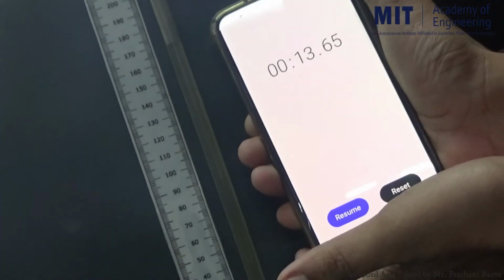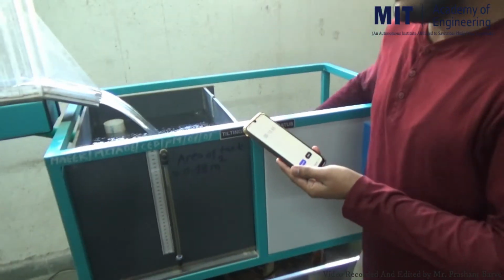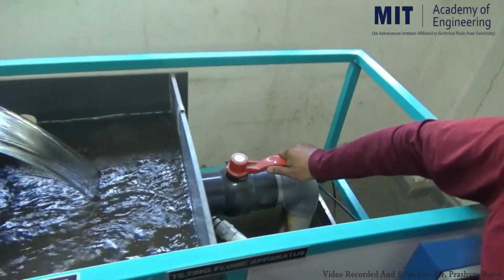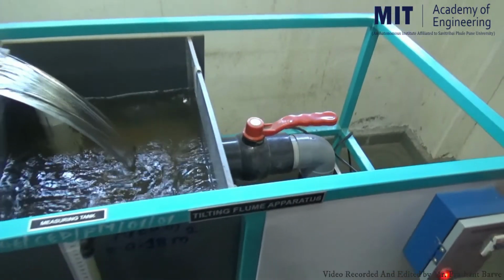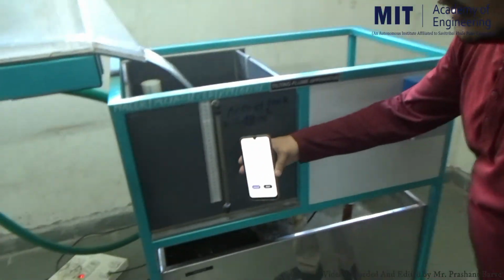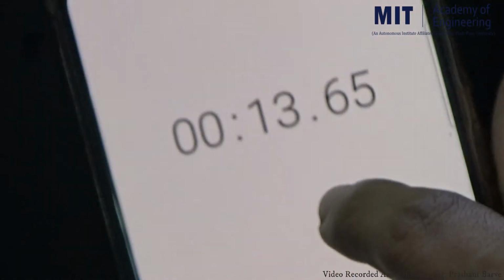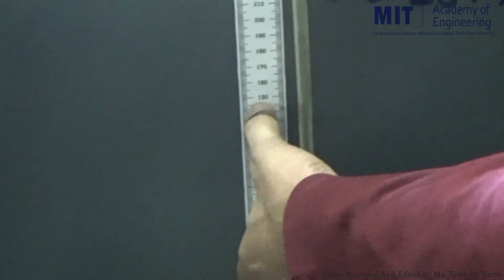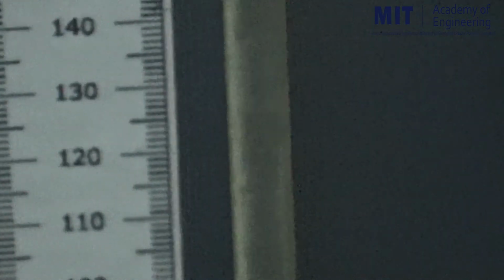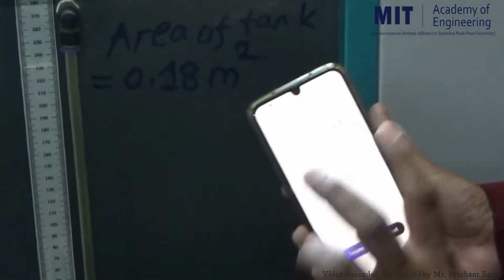Look here, yes. So now once again I will reopen this valve and I will allow the water to flow down. So if you observe the time of 13 seconds, 13.65, you can consider 14 seconds. 14 seconds time is required in order to collect the depth of water in this tank of 10 centimeters. So this is the time required to collect the 10 centimeters of depth in this tank.